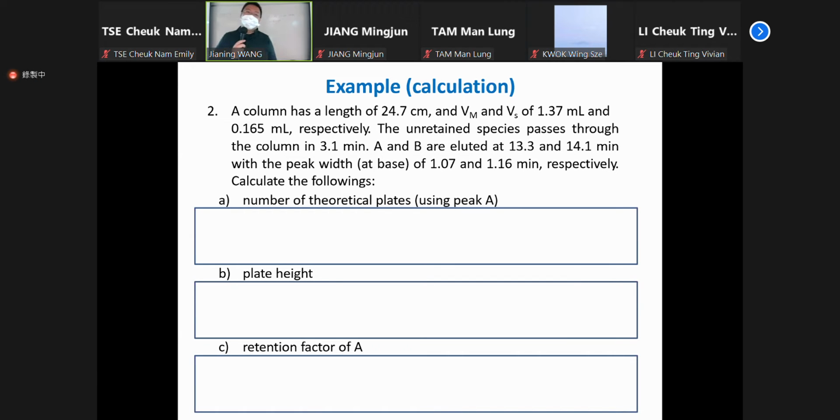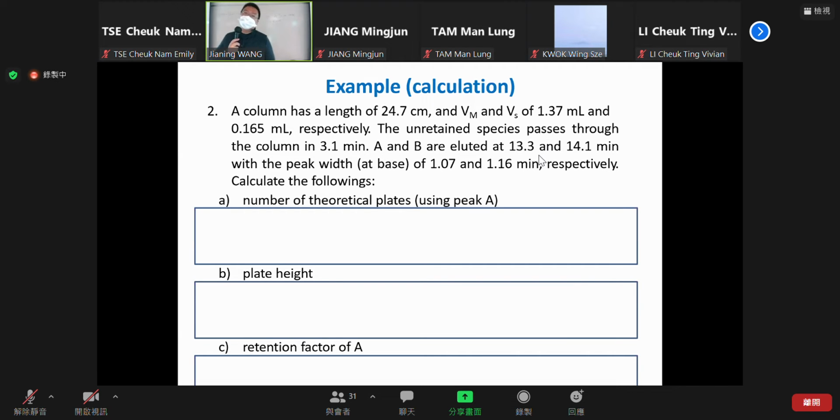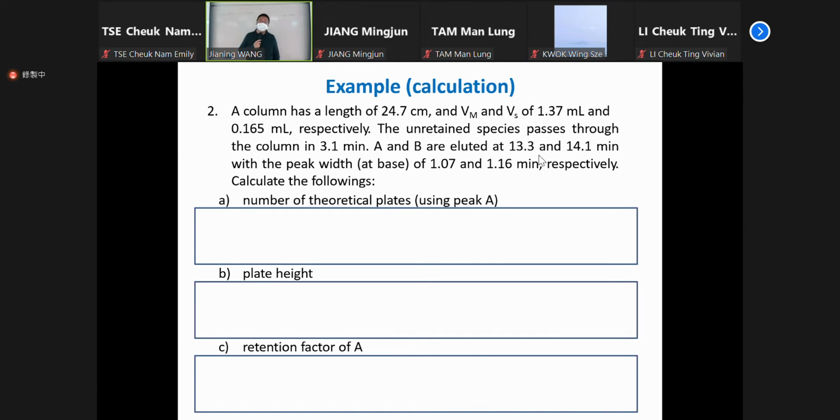and 0.165 milliliter respectively. The unretained species passes through the column in 3.1 minutes. For A and B, we know the retention time of A and B, and their peak width. So what we can do.